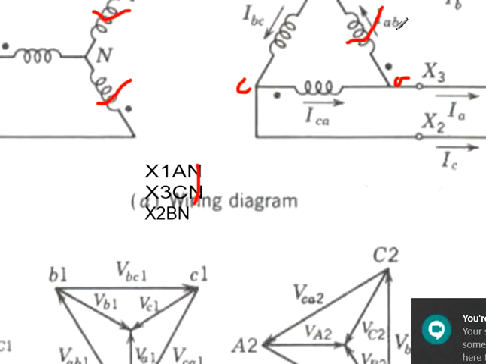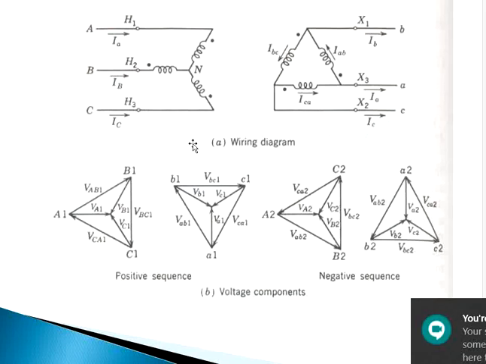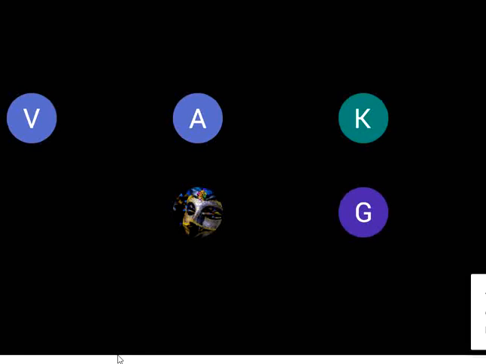Let me explain. Now take the phase sequence. If it is phase sequence ABC, it means first A will rotate, then B will rotate, then C will rotate. Now what is my phase voltage here? The phase voltage is A2N, B2N, C2N. The same thing had been given: VA1, VB1, VC1.